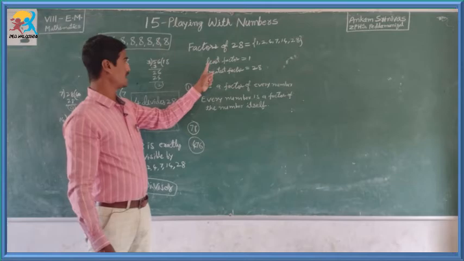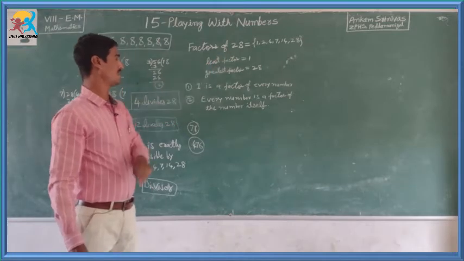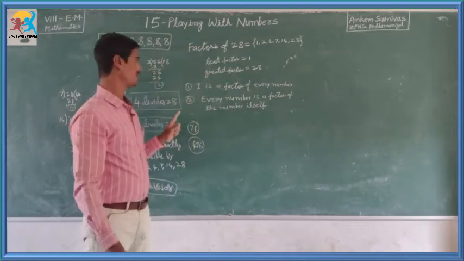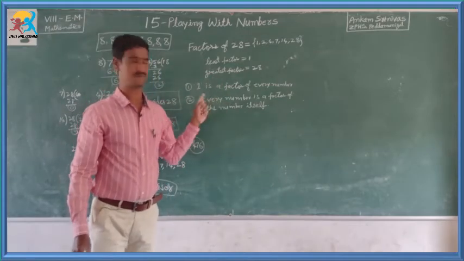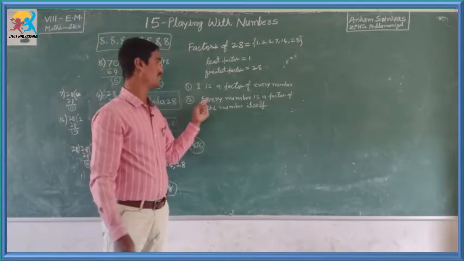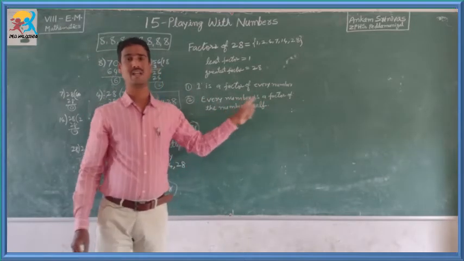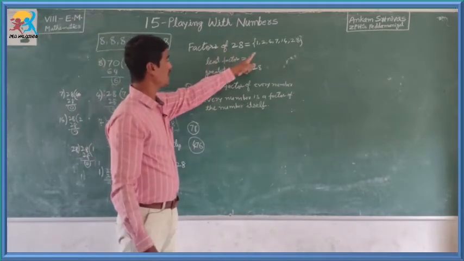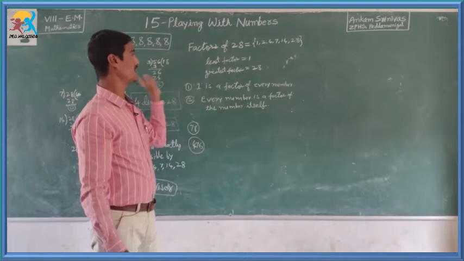So, the least factor of a number is always 1, and 1 is a factor of every number, because every number is divisible by 1 and every number is divisible by itself. So, every number is a factor of itself. Then we have to find the number of factors of a given number.